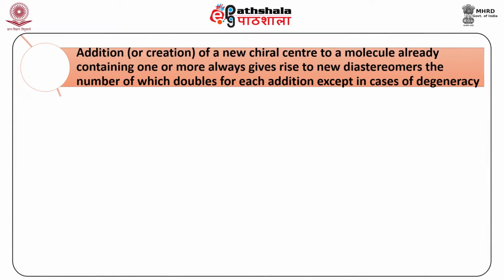Numerous natural products such as steroids, terpenes, carbohydrates, proteins and alkaloids contain 2 or more chiral centers. It thus becomes mandatory for any organic chemist to have an in-depth understanding of the stereochemistry of molecules with multiple chiral centers. In this context, some noteworthy points are: addition or creation of a new chiral center to a molecule already containing one or more always gives rise to a new diastereomer, the number of which doubles for each addition except in cases of degeneracy.